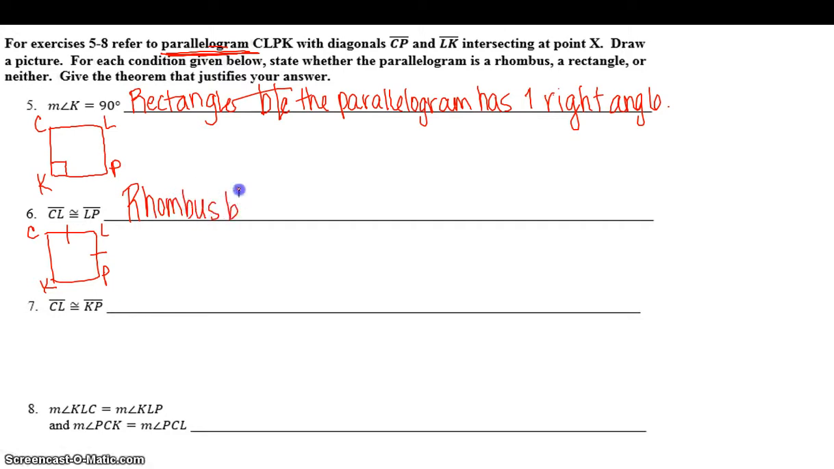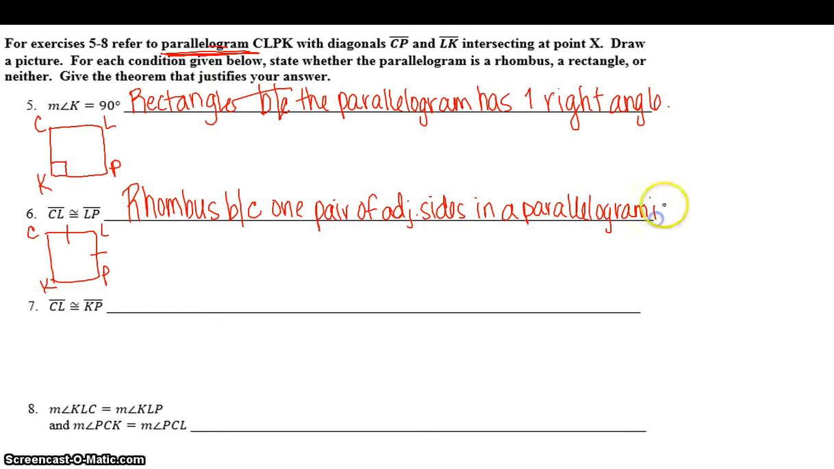And so to justify your reason: because one pair of adjacent sides in a parallelogram is congruent. Okay. All right, and then I'll sketch this again.